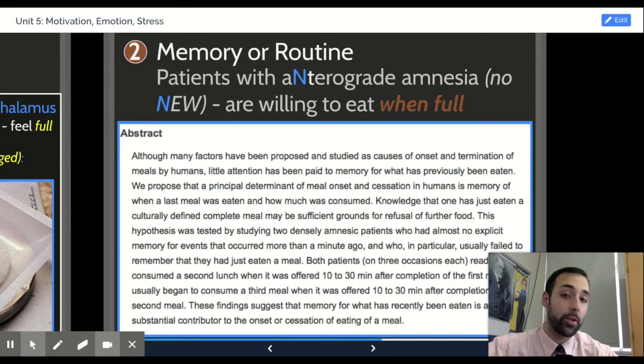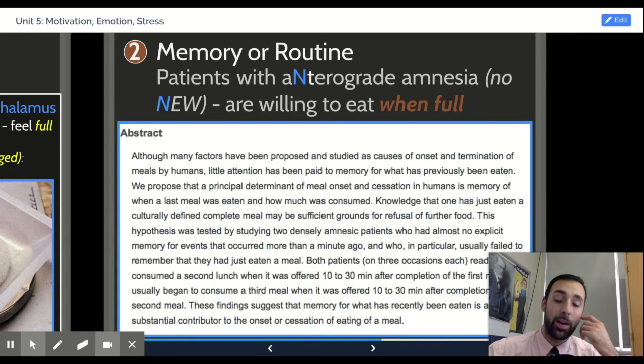Individuals that have anterograde amnesia, again, are patients that can form no new memories, so they cannot form new memories. No new is the mnemonic that we used back in Unit 1. Patients with anterograde amnesia will actually continue to eat if presented with meals, even in short windows of time. So I'm talking like every 30 minutes, they're offered lunch. Well, those patients will actually consecutively eat lunch, even though they ate a lunch 30 minutes ago. Why? Well, it's not because their stomach is growling. It's probably not because of blood glucose levels. It's probably just because they don't remember the last time they ate. Remember? Anterograde amnesia, no new memories.